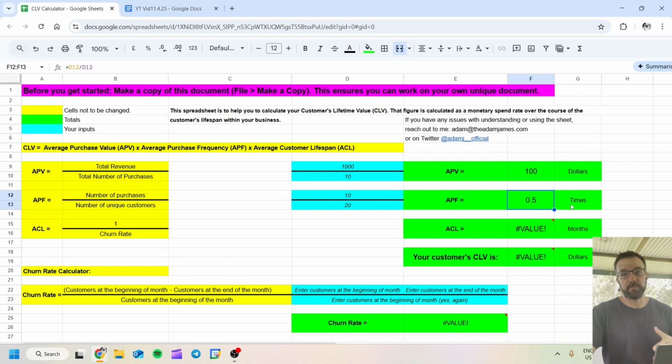So every second month they're buying something, because this has worked. I've got it worked out so this calculator is calculating every single month: churn rate for months, customer lifetime value every single month. So every 2 months, somebody is spending $100 with you. So the ACL is your average customer lifespan. What we're going to have to do here is go down to the churn rate calculator, because you need that churn rate calculator.